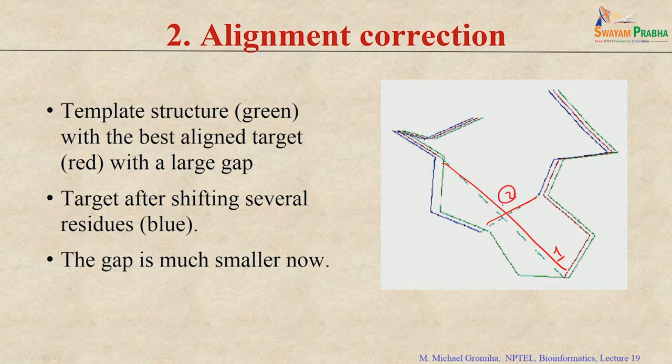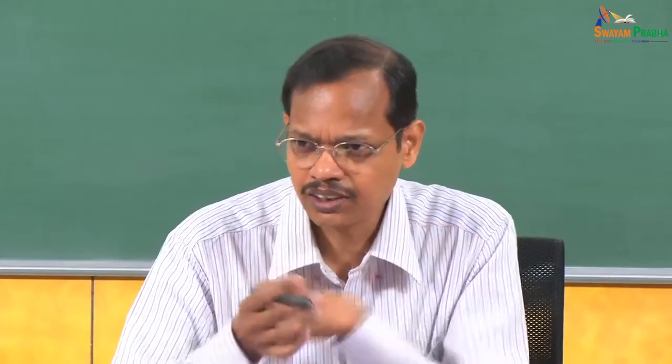In this case, which one do you have to choose? The second one, right? In this case, you can align with fewer gaps. Now you have the template ready, you have made the alignment corrections, and the alignment is also fine. Now what is the next step?